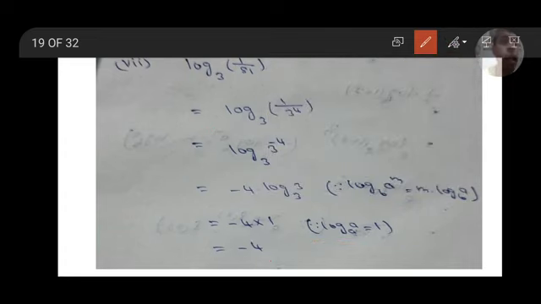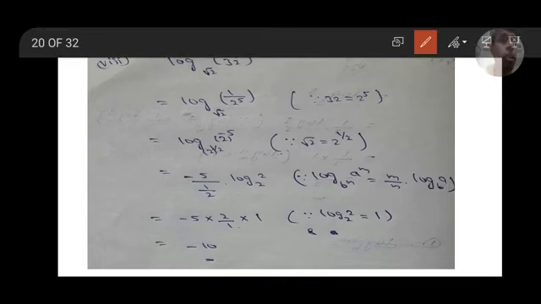Okay. Next problem, let me move to the next one. Ninth problem. Log of 1 by 32 base root 2. Base is here root 2. So 1 by 32 can be written as, 32 means 2 to the power of 5, that is 1 by 2 to the power of 5 base root 2. This 2 to the power of 5 comes to the numerator. What is 2 to the power of minus 5? And root 2 can be written as, what is the root 2?